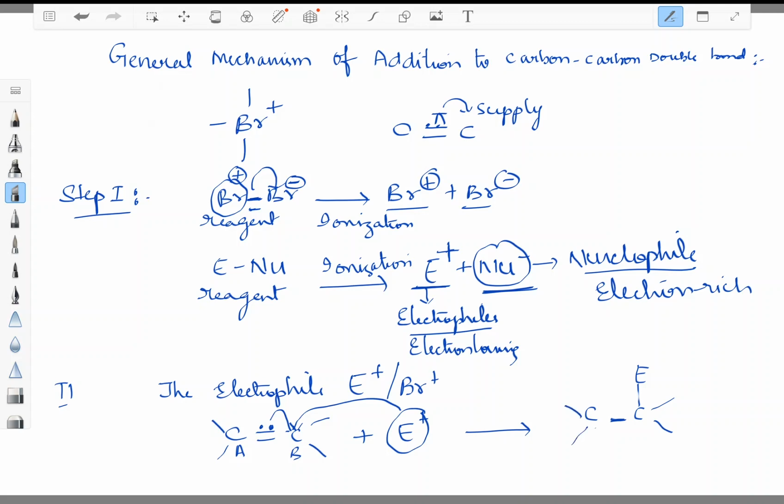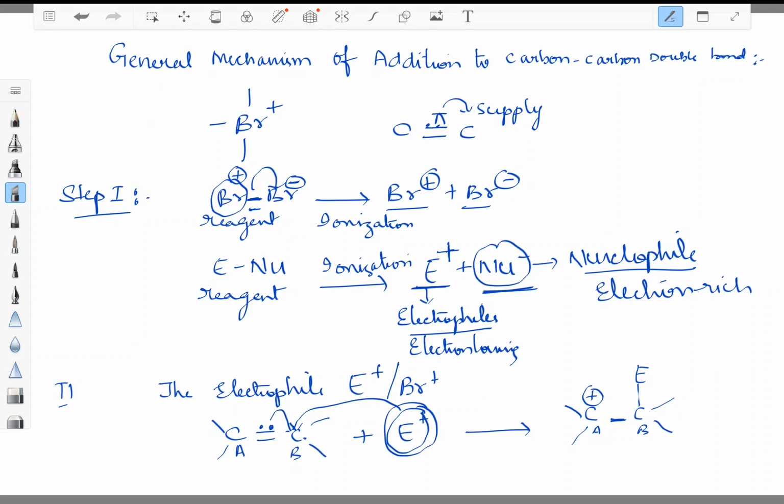Because this carbon is losing pi electrons, it will get a positive charge. Very simple: wherever this E plus is going, that carbon will not get the positive charge. The next carbon will get the positive charge. You need to remember it like this. Very simple logic. But the fact is that this E plus, which is here, is going to this carbon, or it can also go to this carbon.